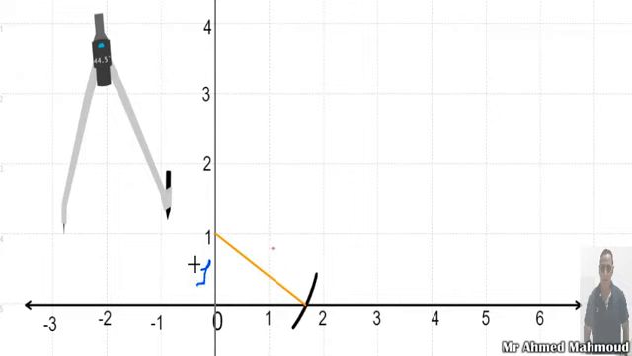Its hypotenuse equals 2. Its base equals root 3. Then this is the position of root 3. Let's solve another one.